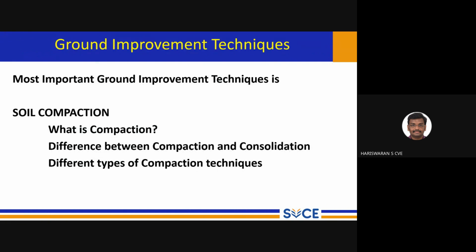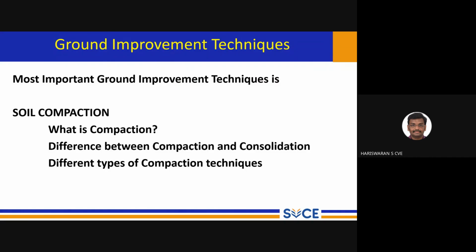Here the most important ground improvement technique, whatever type of technique I have highlighted, is purely based on the soil's interlocking properties. Ultimately, the soil density we are going to improve, the denseness of the soil we are going to improve. So compaction plays a major role.